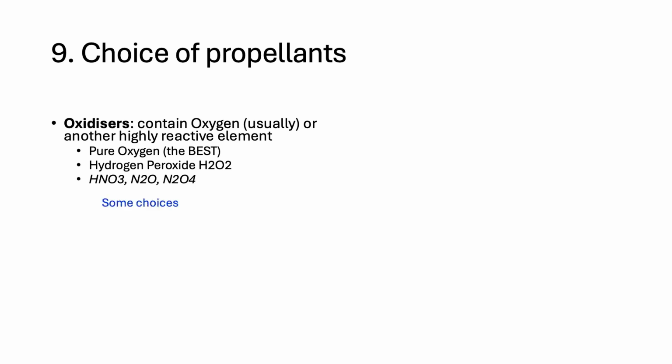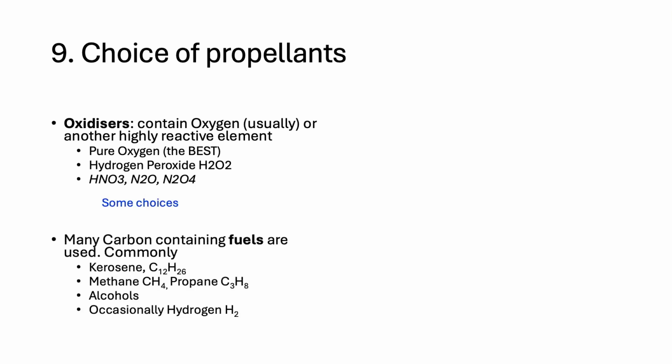There's some choices here, but really you've got to have oxygen in there. There's a lot more choice in the fuels, and most of them contain carbon. So things like kerosene, methane, propane, the various hydrocarbons, also alcohols, and occasionally hydrogen can be used, but that's a particularly difficult fuel to handle.